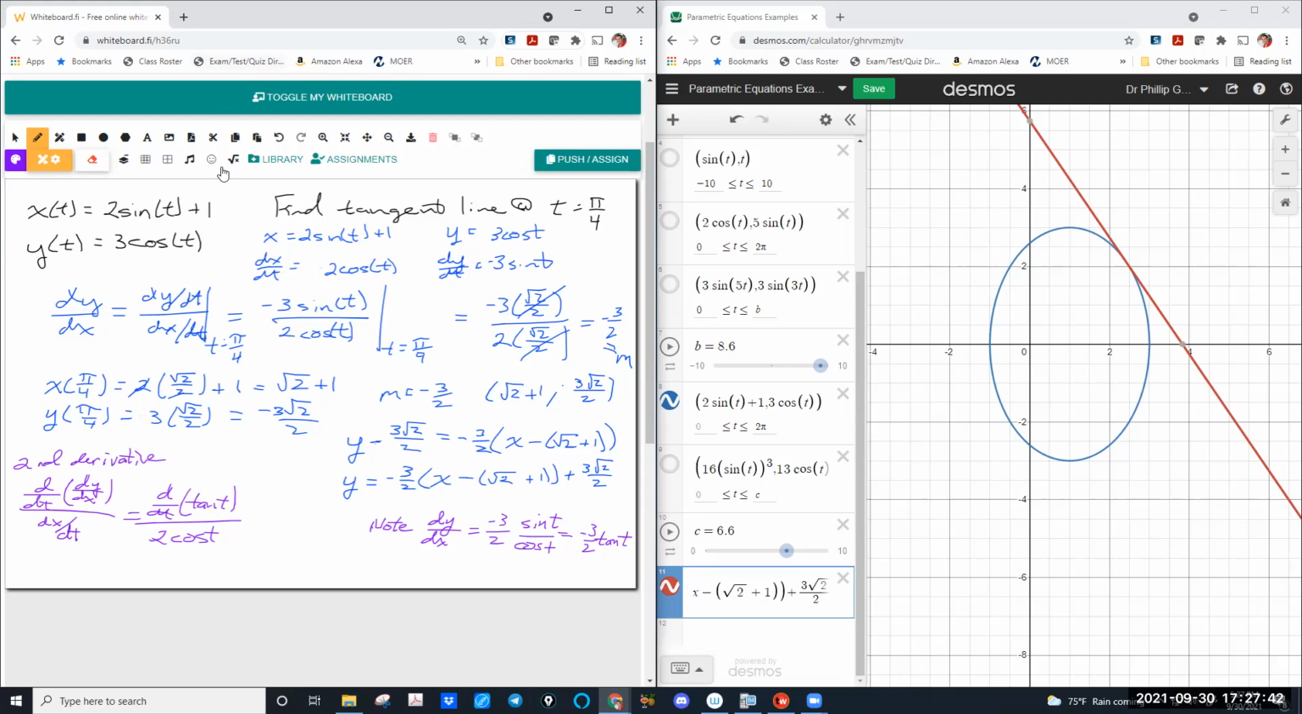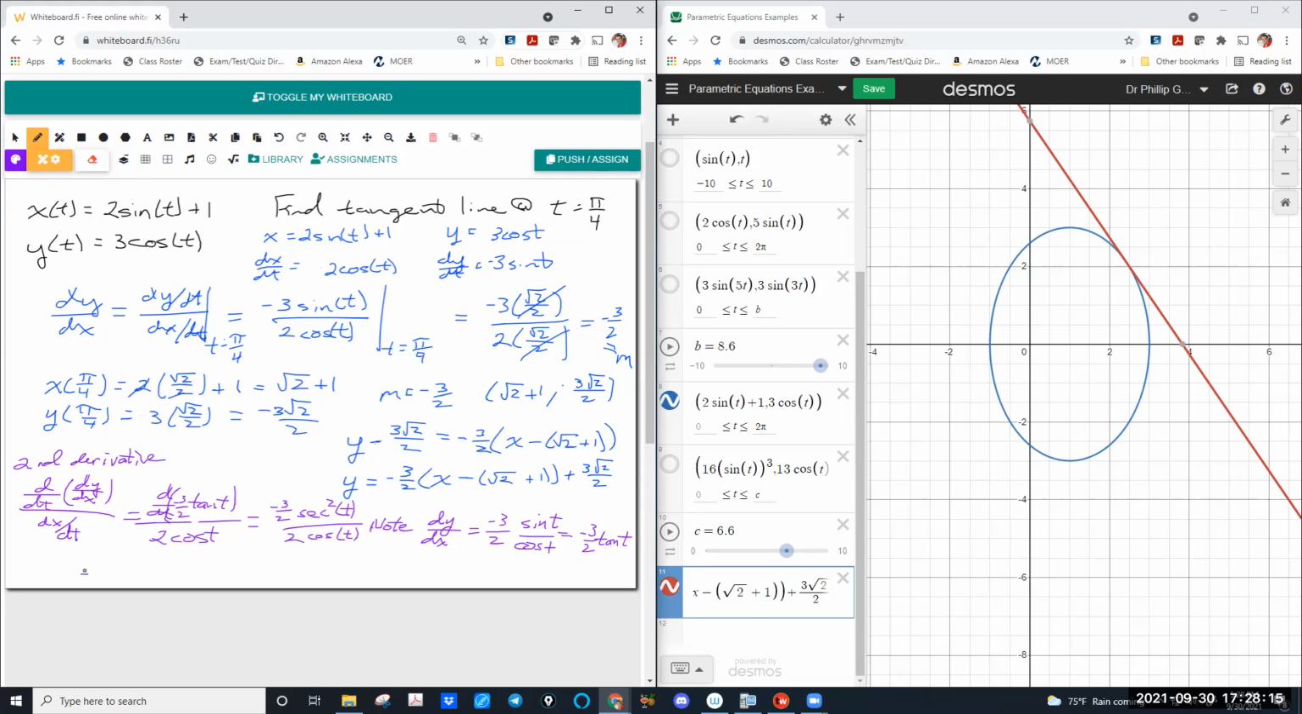Oh, and I forgot the negative 3/2. Absent-minded today, guys. I apologize. Negative 3/2. The derivative of tangent is secant squared. So we have minus 3/2 secant squared of t over 2 cosine of t.